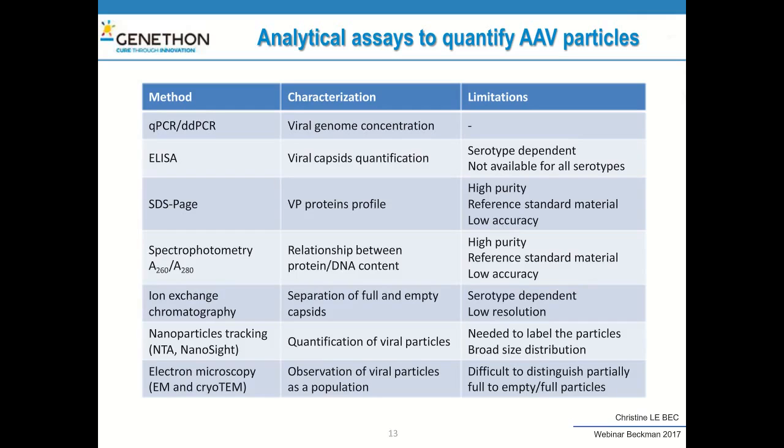Nanoparticle tracking analysis, namely NTA or the NanoSight, is a quantification of viral particles, but since the AAV particle is small, only 30 nanometers in diameter, you need to label the AAV particles before making a quantification. Electron microscopy gives you an observation of the viral particles as a population, and you can make a quantification of the full and empty particles. But with this technique it is difficult to distinguish the partially full from the empty and full particles.